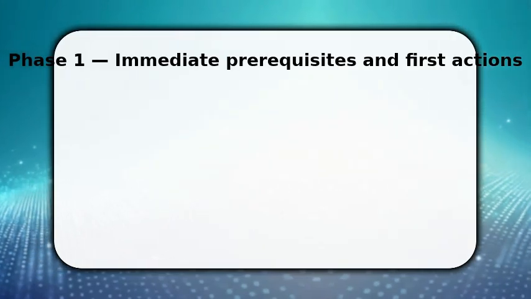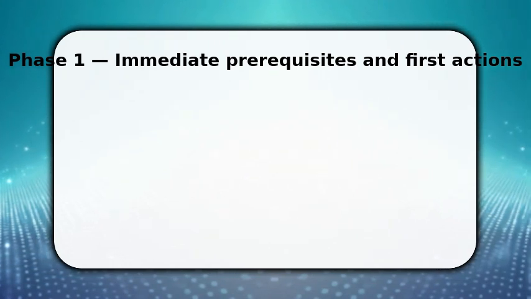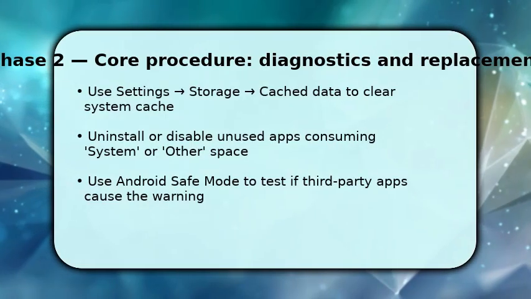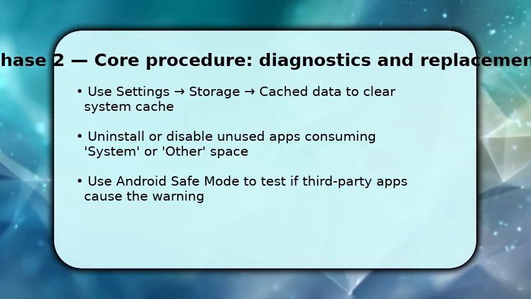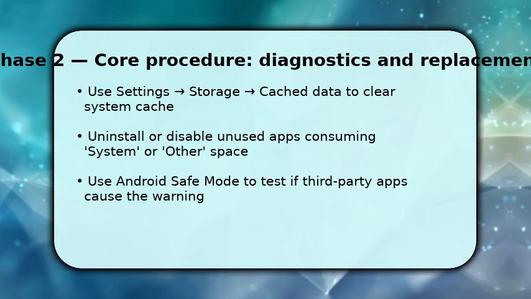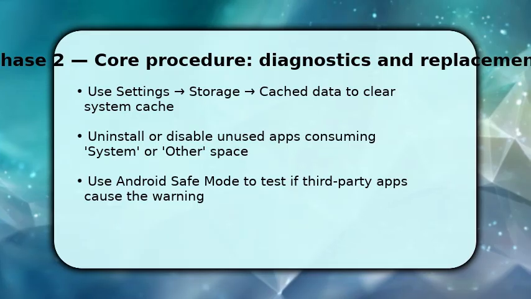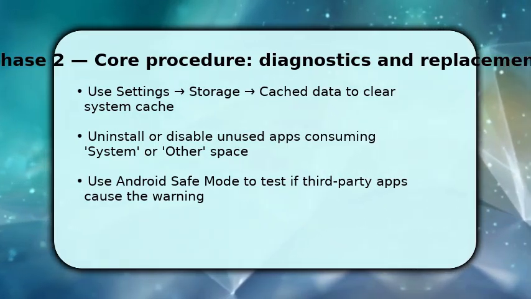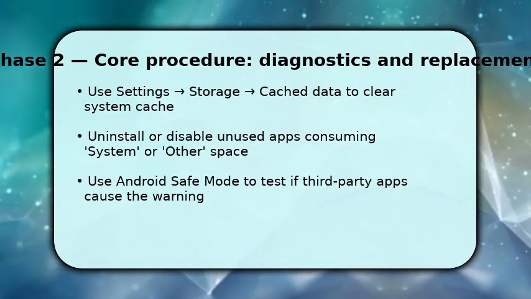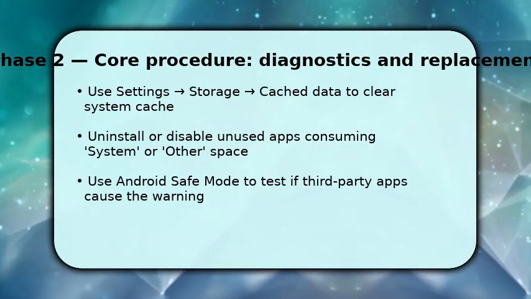You now tackle the middle and more technical steps. First, clear cached data from storage. This often frees hidden space tied to system processes. Then, identify large pre-installed or third-party apps and uninstall or disable them to reduce system or other usage. If the warning persists, reboot into safe mode to see if a third-party app is the culprit. Safe mode isolates system processes, so once in safe mode you can uninstall offending apps safely.